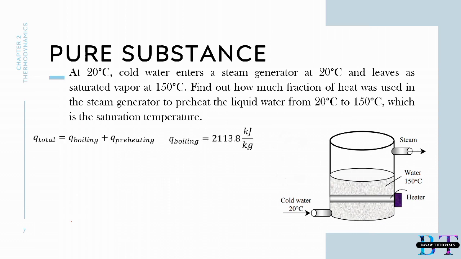Now that we have all our values, let's insert that for our Q total. And that will be 2113.8 kilojoules per kilogram plus 543.4 kilojoules per kilogram. And we'll have a value of 2657.2 kilojoules per kilogram.